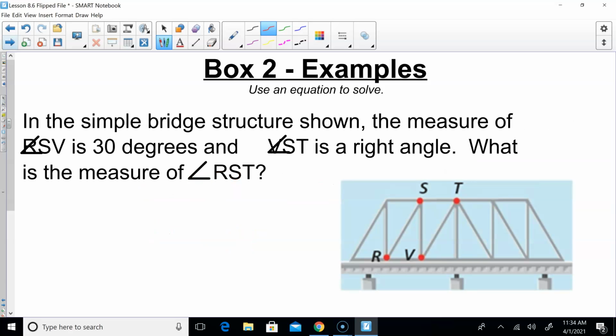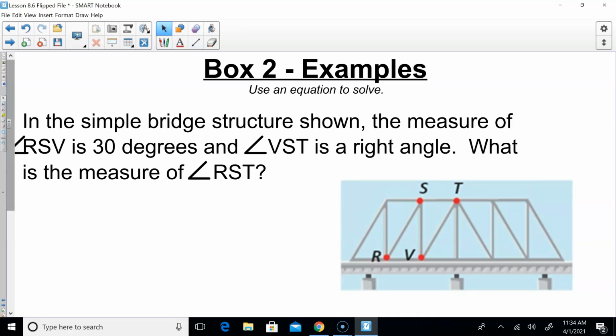In the simple bridge structure below, it looks like some of my formatting has changed, so we'll just slide this over right now. There you go. And we'll slide this over a little more. In the simple bridge structure shown, the measure of angle RSV is 30 degrees, and angle VST is a right angle. What is the measure of RST?